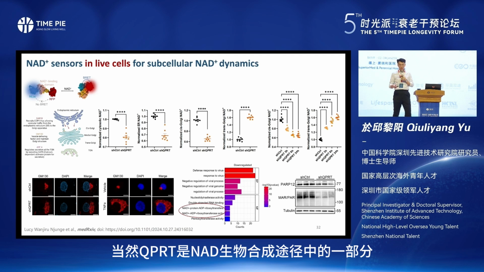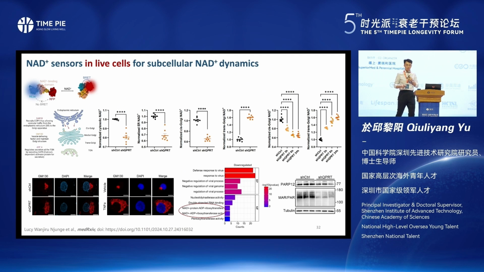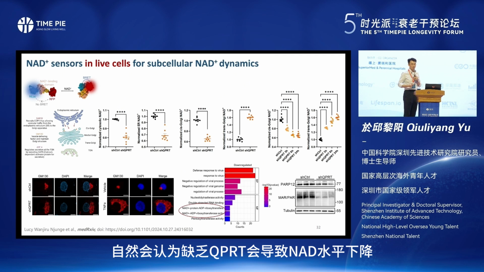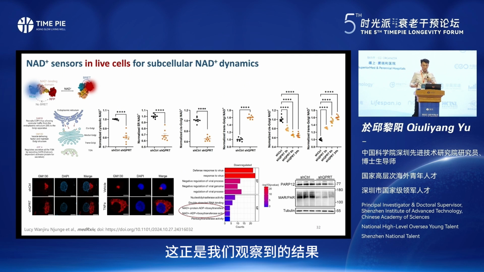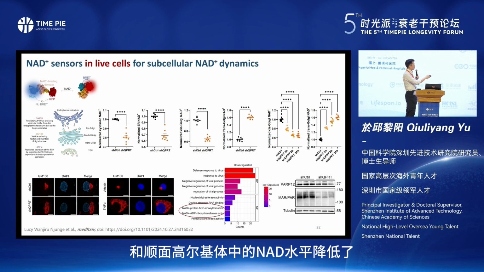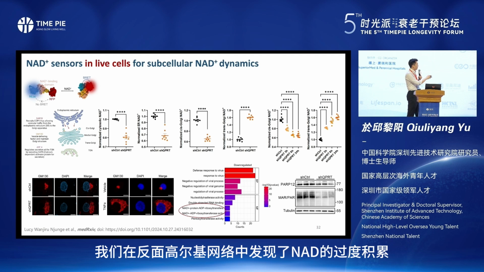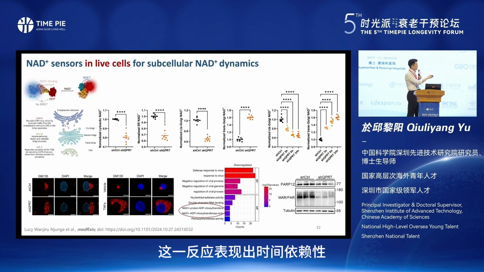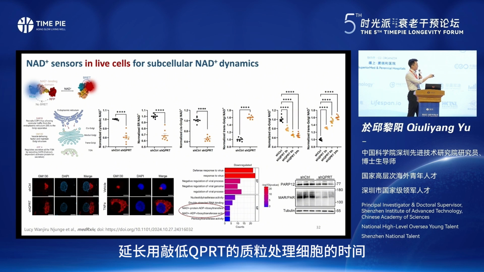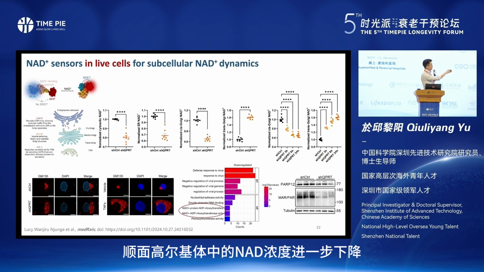Of course, QPRT is in the NAD biosynthesis. You naturally expect that a lack of QPRT would lead to a lack of NAD. And this is indeed the case. We have seen that the cytosolic NAD went down, ER NAD went down, cis-Golgi NAD went down, but surprisingly, we found a hyperinflation of NAD in the trans-Golgi network. And this has, if you want, a time-dependent response. So if we treat the cells longer with a silenced QPRT plasmid, then the cis-Golgi NAD goes down further, but the trans-Golgi NAD goes up.